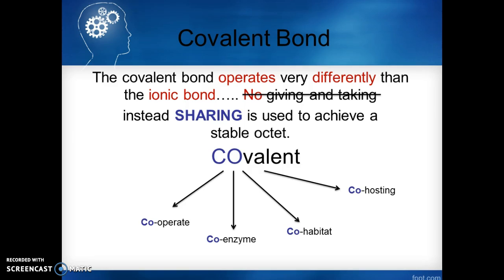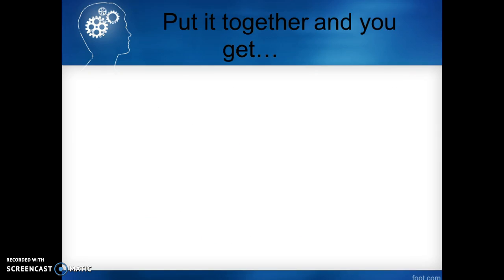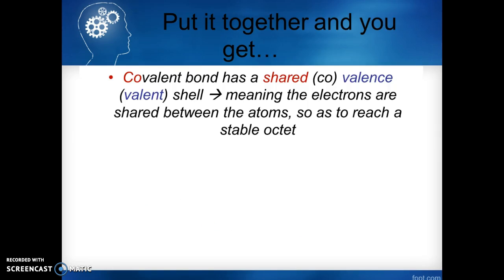Now, if we take the word covalent and we put it together, we get this. Co of the word means shared or together. And valence, the valent part of the word, means the outer valence electron shell. So, meaning the electrons are shared between the atoms so as to reach a stable octet.